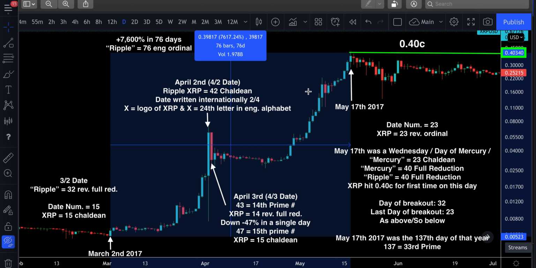And I would love to know your guys' thoughts. Like, how do you feel about all of this? Were any of you invested in XRP back then when it was like sub a penny?